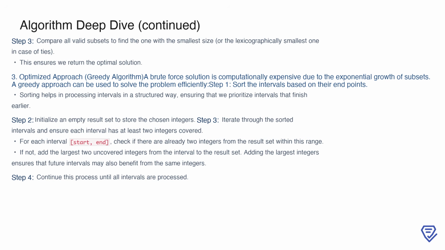The first step in the greedy approach is to sort the intervals based on their endpoints. Sorting allows us to process the intervals in an organized manner and ensures that intervals finishing earlier are handled first. Once sorted, we initialize an empty result set to store the integers we choose. Then, as we iterate through each interval, we check whether the result set already has at least 2 integers within the interval range. If not, we add the largest 2 uncovered integers from the interval to the result set. By prioritizing the largest integers, we maximize the likelihood that these choices will also satisfy future intervals. This process continues until all intervals have been processed, ensuring that every interval is covered by at least 2 integers.